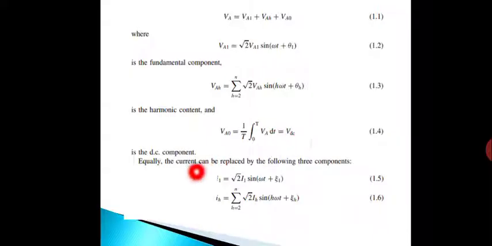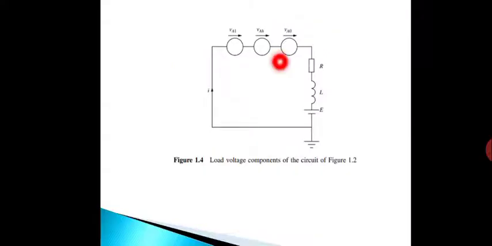അതാണ് DC component. Equally, the current can be replaced as I1 is equal to root 2 into I1 sin omega t plus zeta 1, plus IH is equal to sigma h is equal to 2 to n root 2 IH sin h omega t plus zeta h. So we can see the load voltage VA1, VAH and VA0, all of this is being consumed in the load.